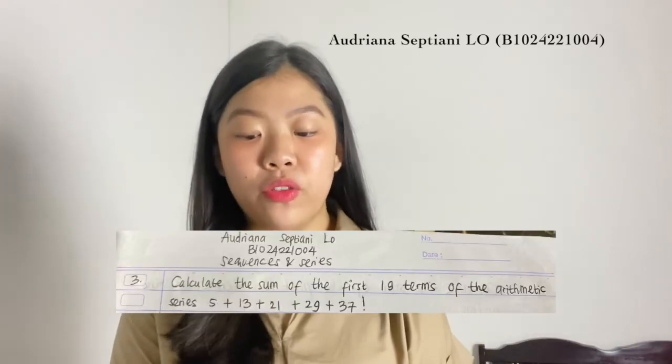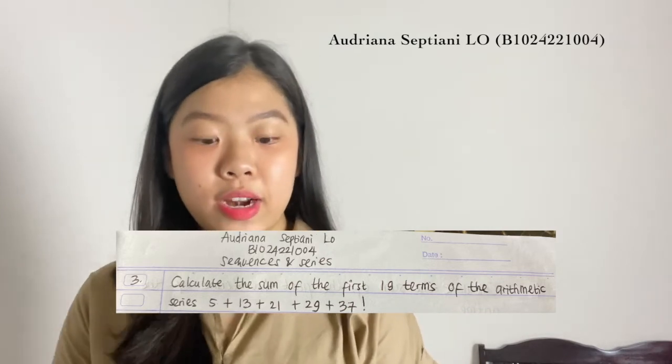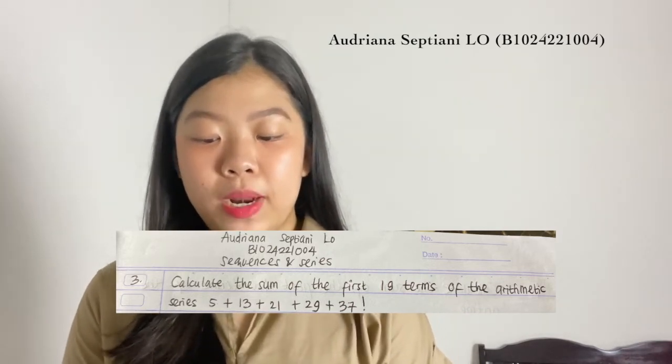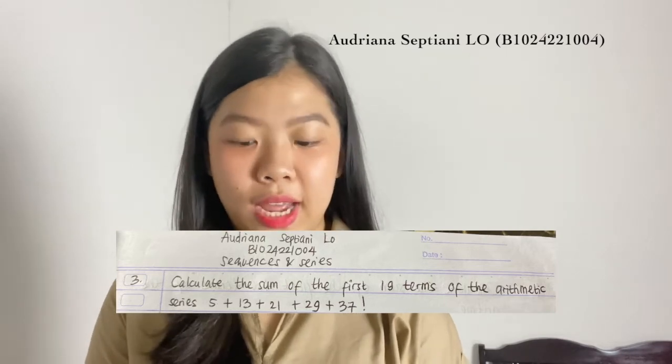And then the third question is: calculate the sum of the first 19 terms of the arithmetic series 5 plus 13 plus 21 plus 29 plus 37. First of all, we write down the information that we get from the question. The first term is 5 and the difference is 8. First of all, we are going to start by finding the 19th term, with the formula Un equals a plus open bracket n minus 1 close bracket times d.